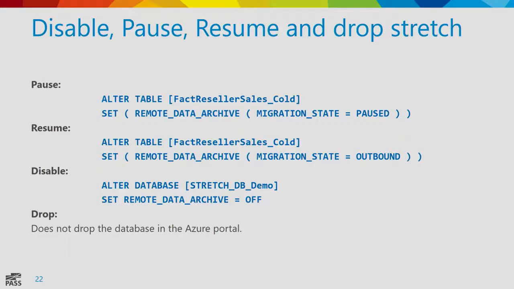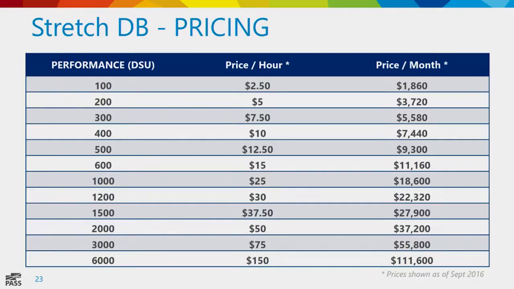Okay? And this is the part where we have the Stretch DB pricing. By default, when you enable a stretch database, it creates DSU 100 with a price of $2.50 per hour. And you can stretch up to 6,000, and this is based on different regions. But as of now, whatever I created can show you only up to DSU 2,000. And my demo to you is going to be on DSU 100.